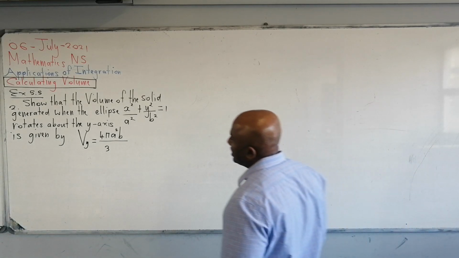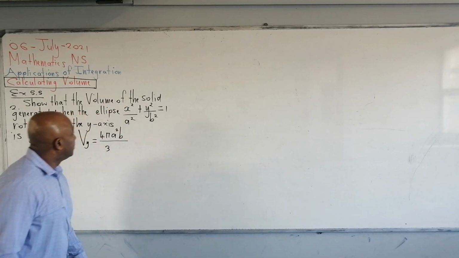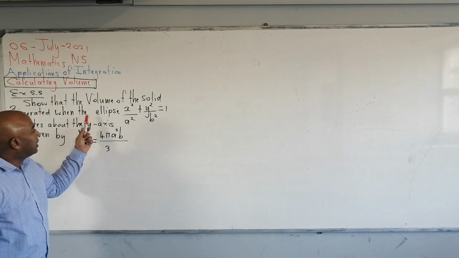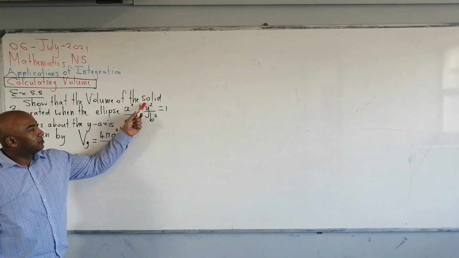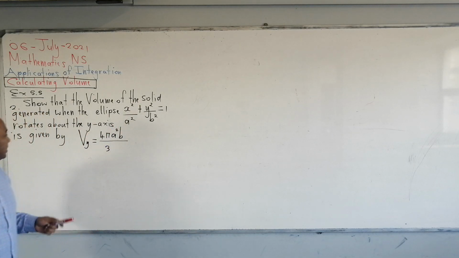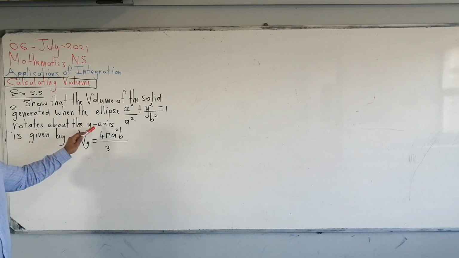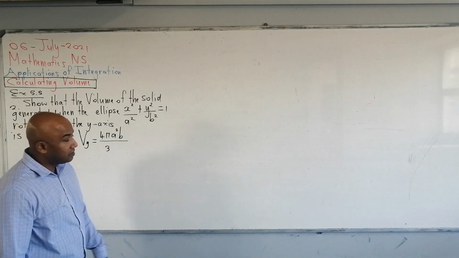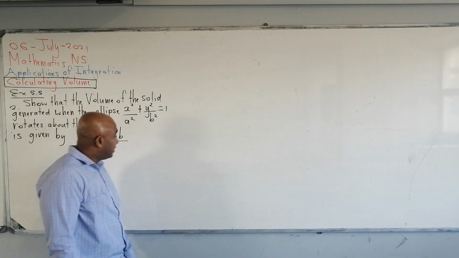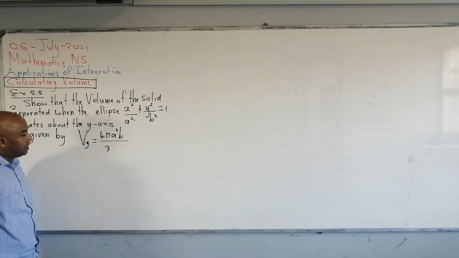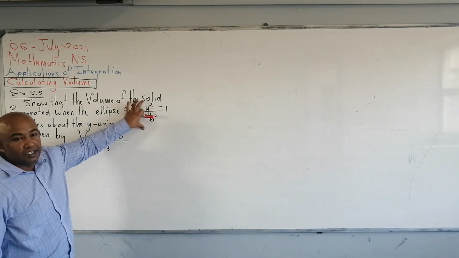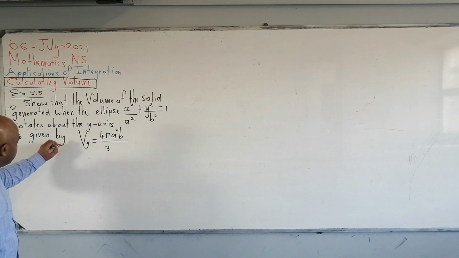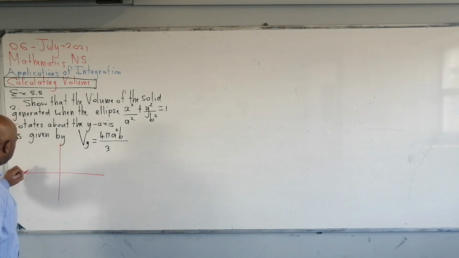Alright, our next question here. Show that the volume of the solid generated when the ellipse x squared over a squared plus y squared over b squared is equal to 1 rotates about the y-axis is given by. So basically we're given the solution, we need to prove. We need to show how we get to this here. So here is the standard equation for your ellipse. Let's sketch this ellipse.